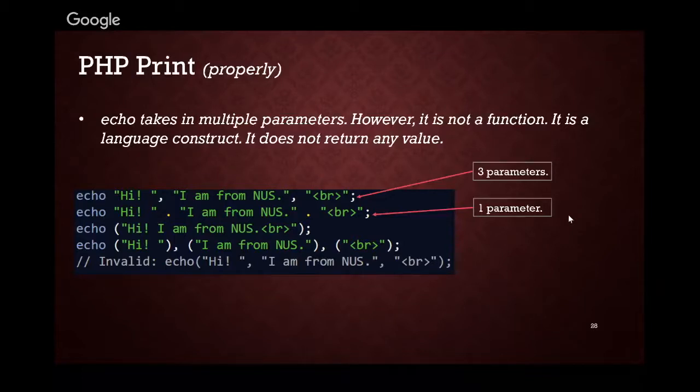So maybe a better comparison between the last second and the last one. They all have 3 parameters, and the parameters are separated by a comma. But the only difference is that for the last second one, the bracket is kind of surrounding each parameter. But for the last one, there will be only 1 pair of brackets. And guys, again, echo is a language construct, but it's not a function.